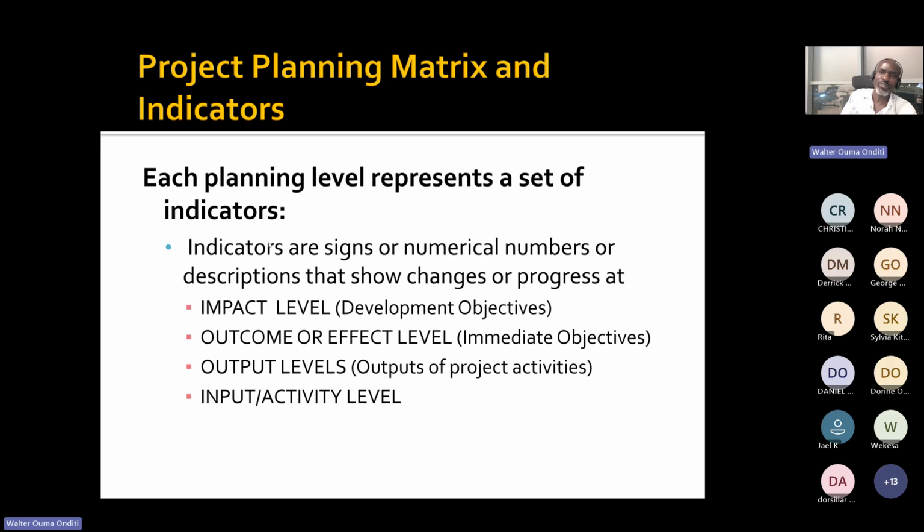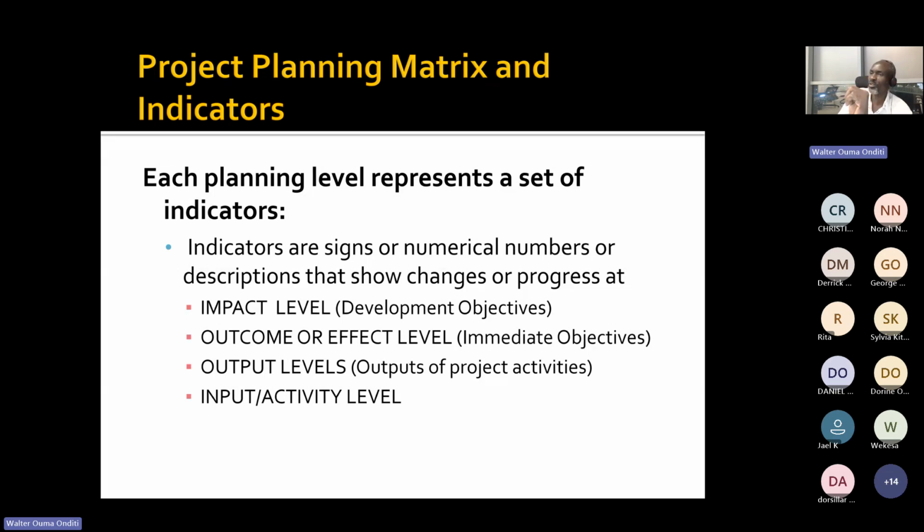Now, this is where I'm going to tie in what is next. So again, bear in mind, we have looked at the formulation, but key along those results, also going to be critical are the indicators that align to those particular results. And remember, every indicator must have a means of verification, and there must also be certain assumptions. Don't worry, we're going to talk about the same. So ensure that each planning level has a set of indicators, and the planning levels are the ones that have aligned here. So indicators are signs or numerical numbers or descriptions that show changes.